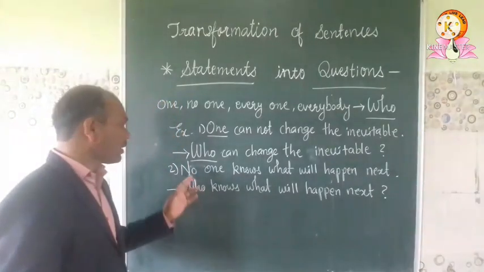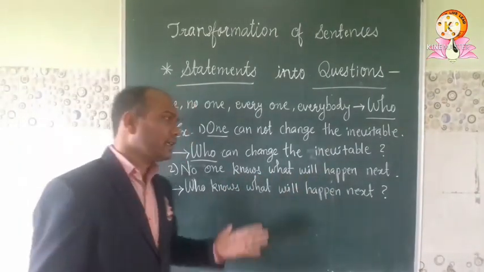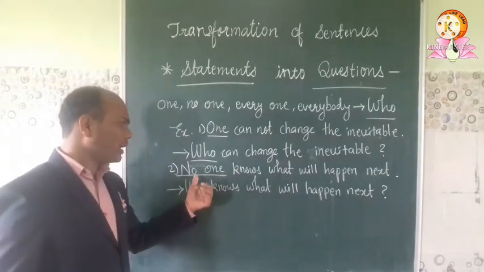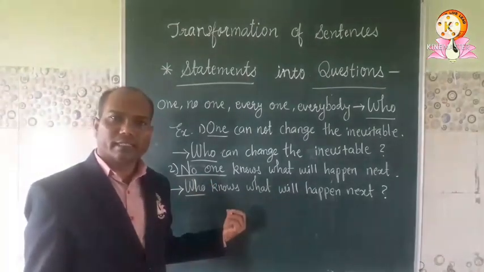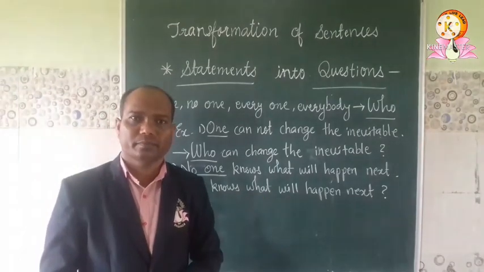Next example, no one knows what will happen next. Answer, instead of "no one," here "who" is used. So the answer is like this: who knows what will happen next?